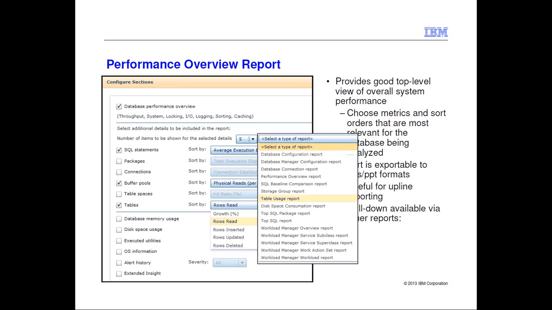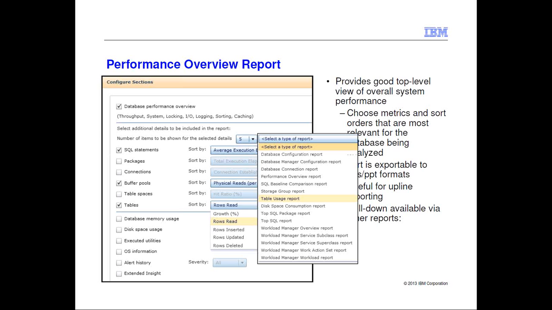And this slide also shows the other reports that are available on OPM, which are the database configuration report, database manager configuration, connection report, and SQL baseline comparison report, where you can provide 2 time slices, just like how we saw on the dashboards, where you can baseline a time period and then compare current metrics against the baseline. We can do a similar thing with respect to SQL statement execution on the SQL baseline comparison report.